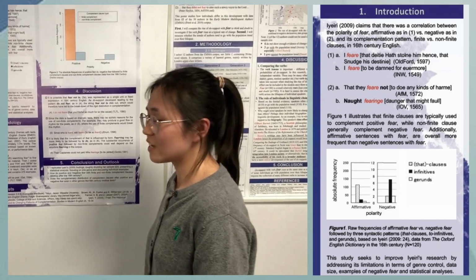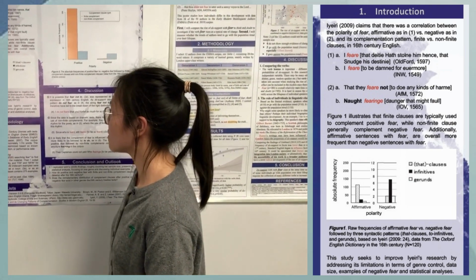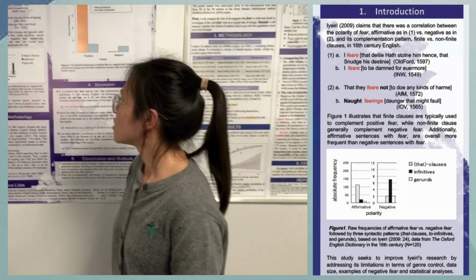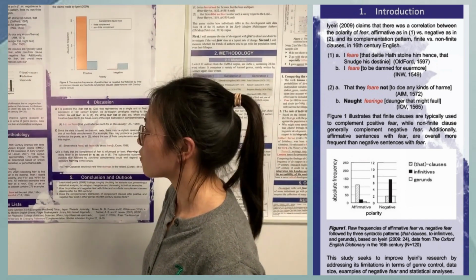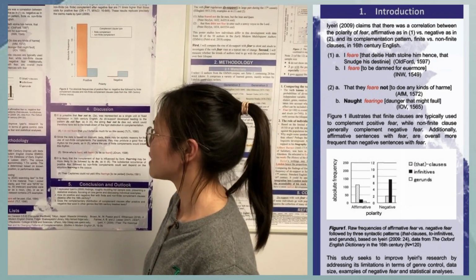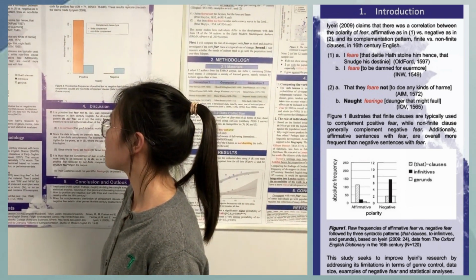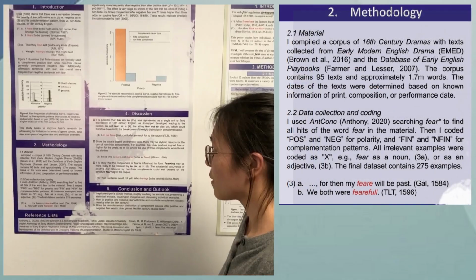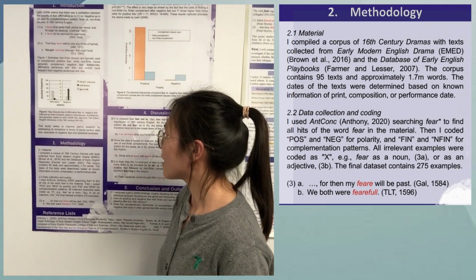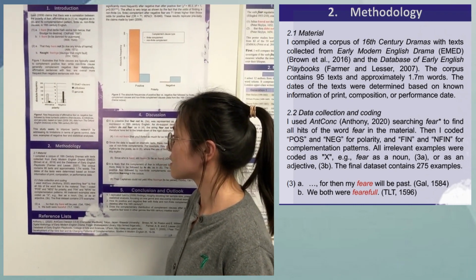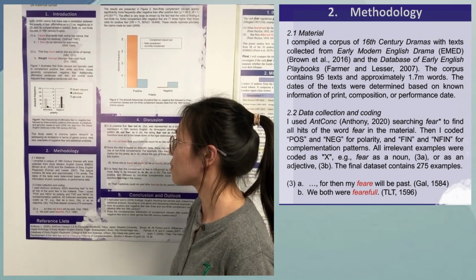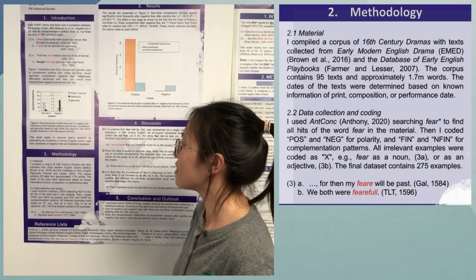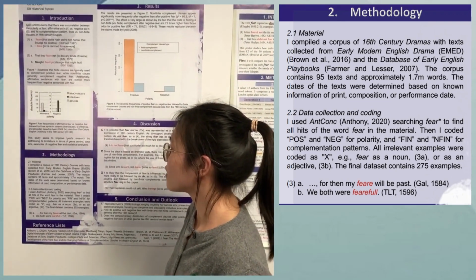And Iyeiri originally had a couple of limitations. For instance, she didn't have any examples of negative fear, she didn't give any statistical analysis, and her data size is small. And in methodology, I compared a corpus of 16th century dramas with texts collected from early modern English drama and the database of early English playbooks.